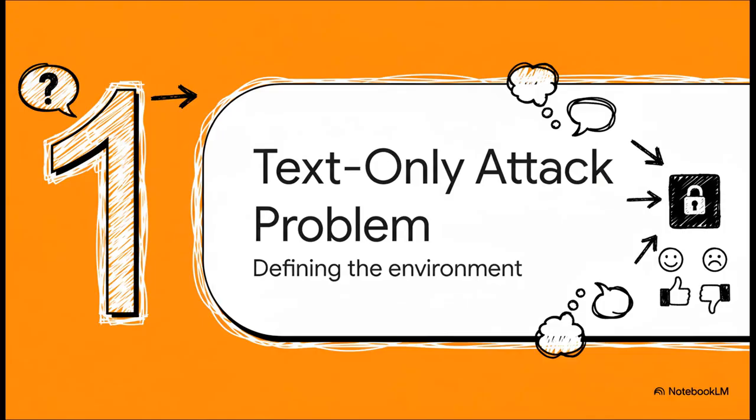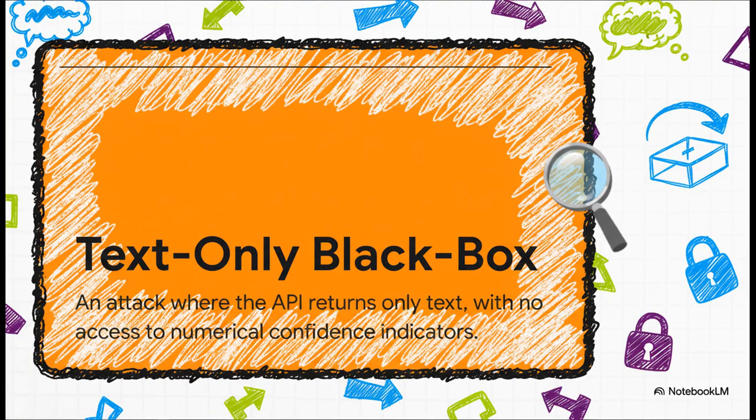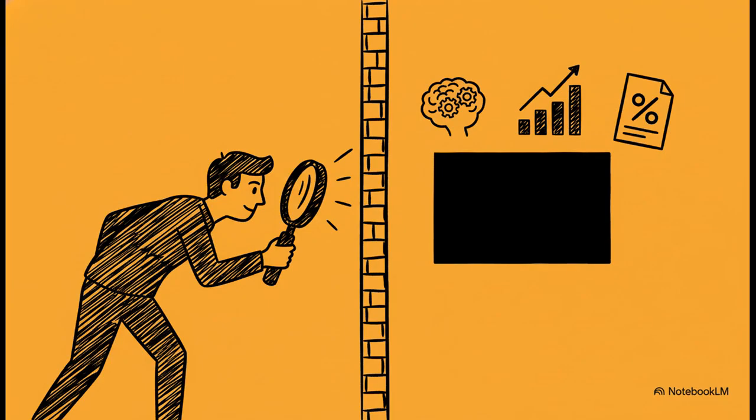So first, let's define the specific attack environment. The attack operates under specific constraints. So what's the attack setting here? It's a text-only black box scenario. The model's API returns only textual responses, no numerical confidence indicators like logits or probabilities. Right, the attacker has no access to model parameters, gradients, logits, or token log probabilities. This is a common setup in production, where API providers minimize the information they expose.